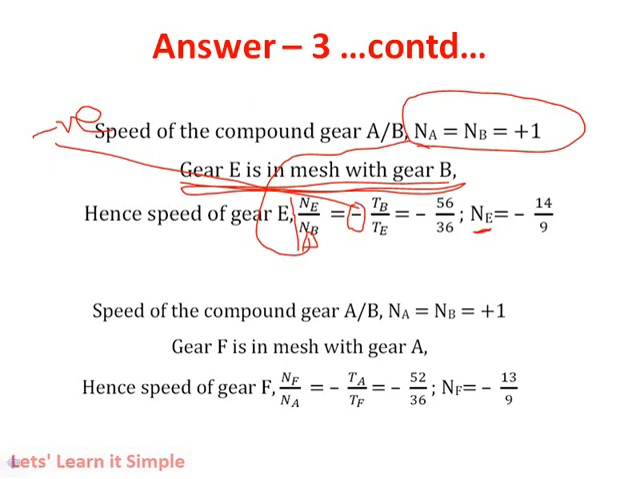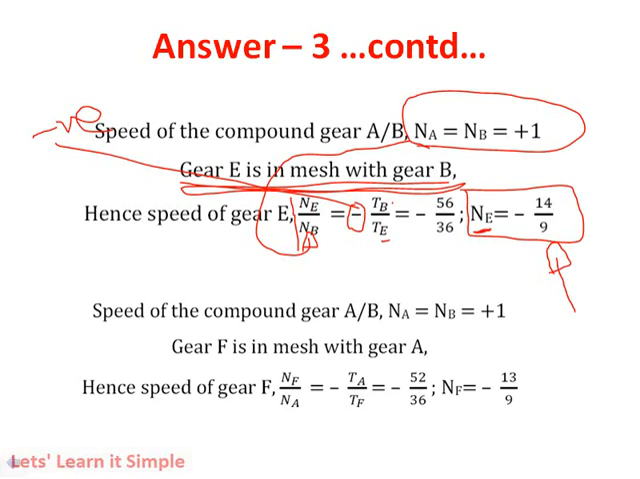After substituting the number of teeth TB and TE, you will get NE as minus 56 by 36. Upon simplification, it will be minus 14 by 9. Keep in mind, the negative sign is used to denote that gear B and gear E are rotating in opposite directions.